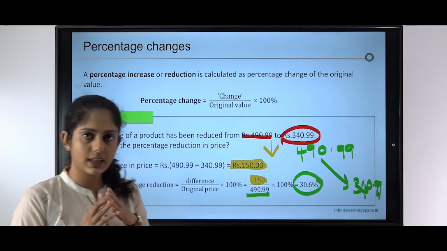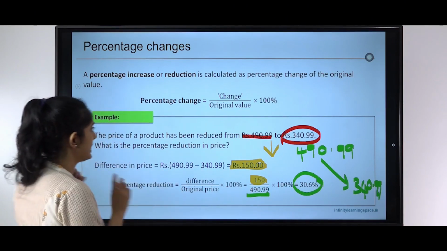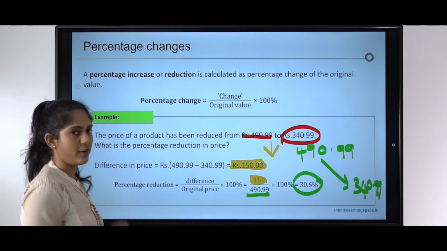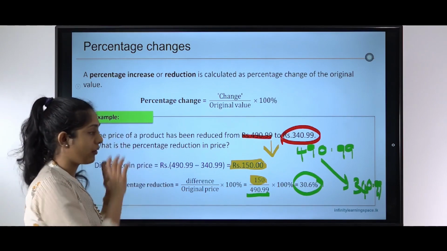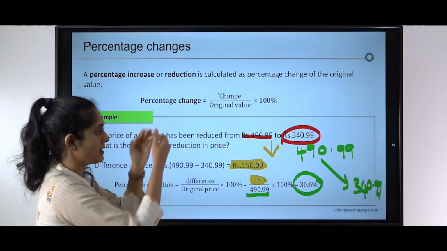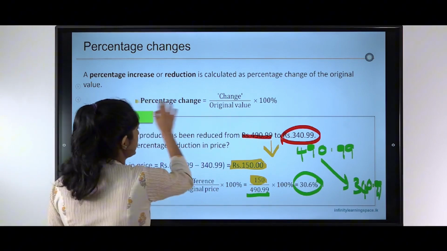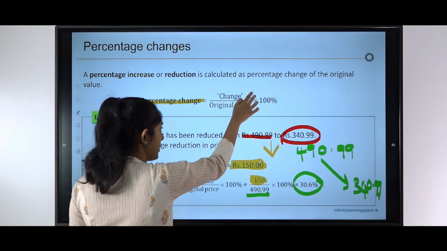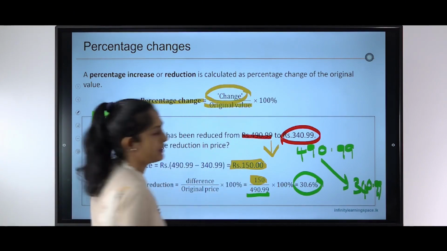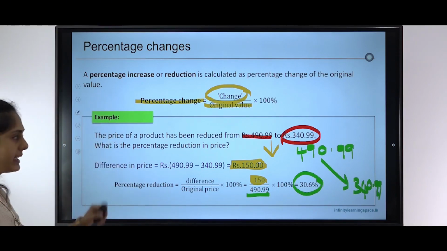So it's always the question of from something, right? That is why you take the change as a percentage of the original value. From where? From 490.99 rupees, it dropped to 340.99. So that's why this percentage change has to always be change divided by the original value into 100. So this is how you calculate a percentage change.